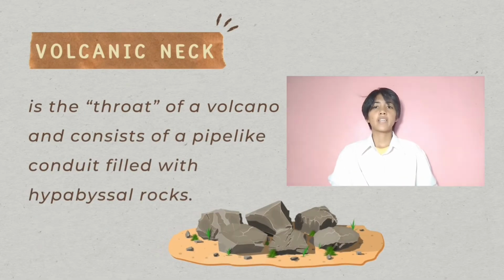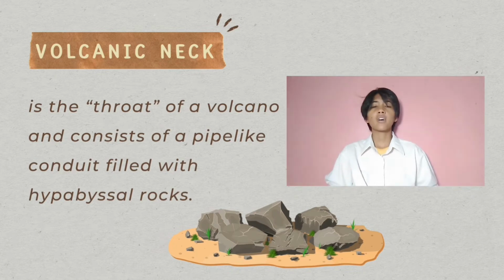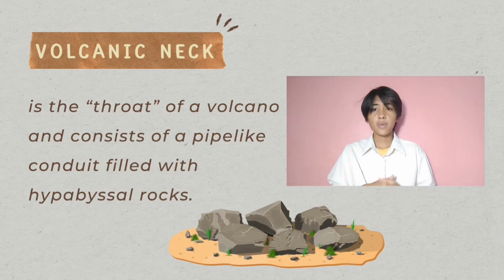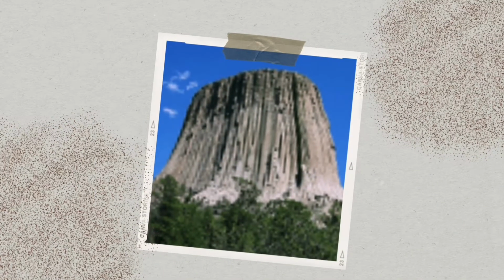So the next one is the volcanic neck. A volcanic neck is the throat of a volcano and consists of a pipe-like conduit filled with hypabyssal rocks. So a volcanic neck is the solidified magma trapped inside a volcano. After a million years, the softer outer layer of the volcano erodes and all that remains is the volcanic neck. If you picture what a volcanic neck is, it looks like the top of a toothpaste tube but made out of solid rock.